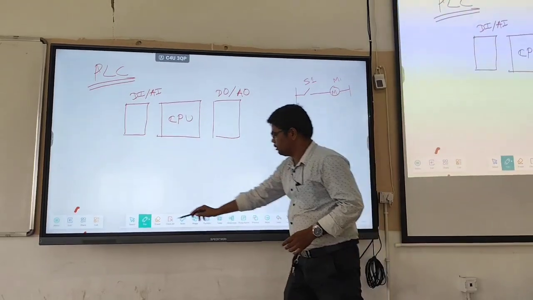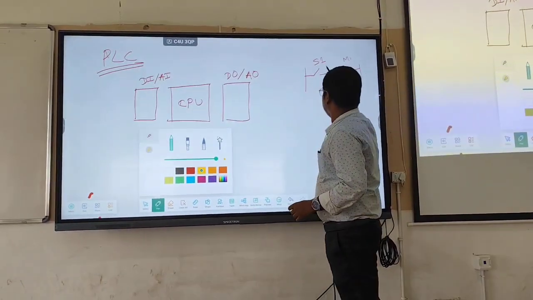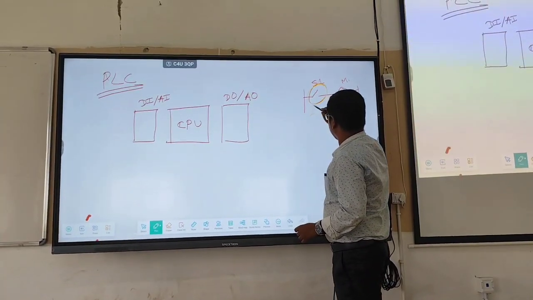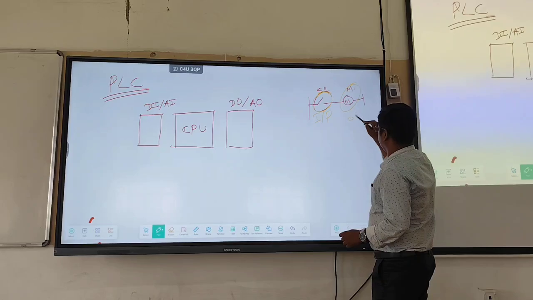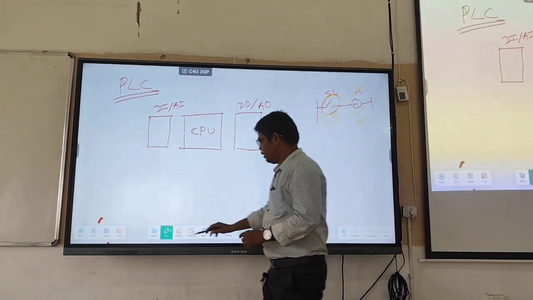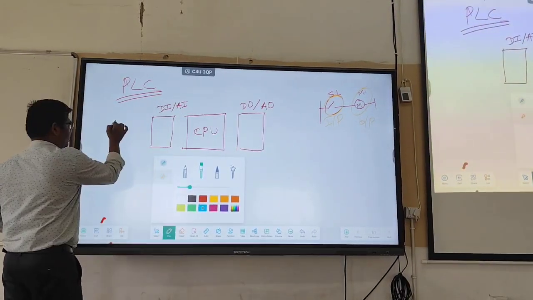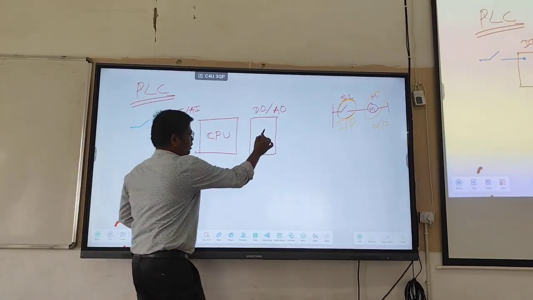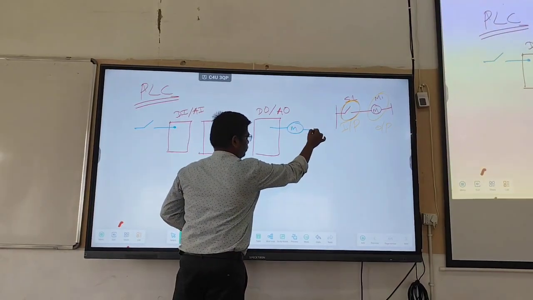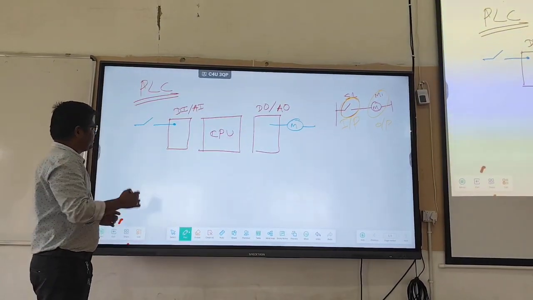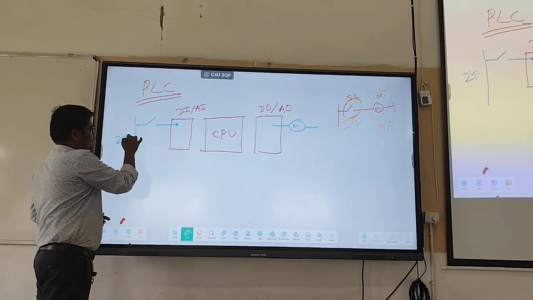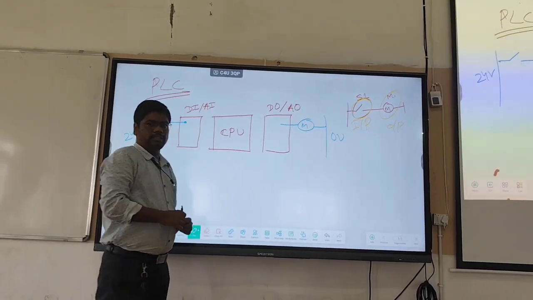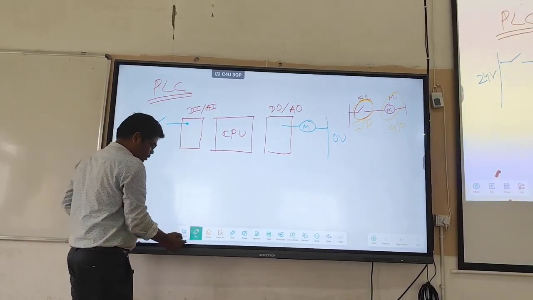So in this system, this is our input, and this is our output. When we connect our input to the input side here, and we connect the output to the output side, what happens here? We give 24 volt supply to this side, and we give 0 volt supply to this side. Now what will happen?